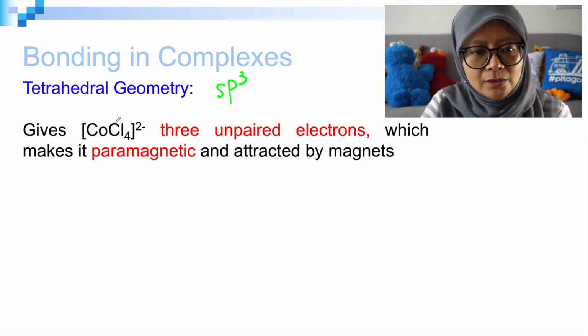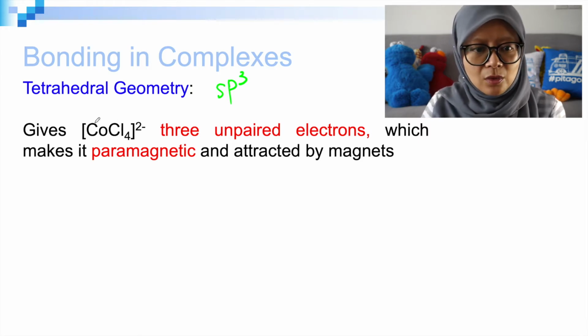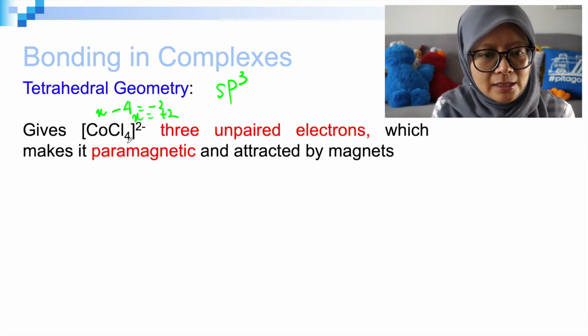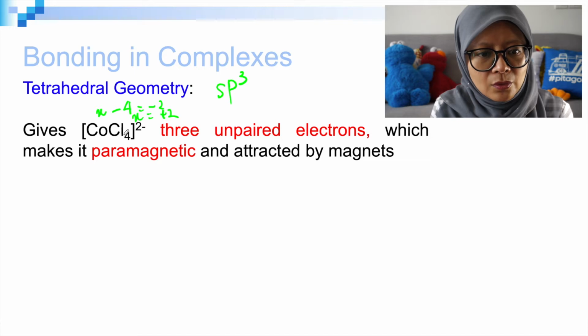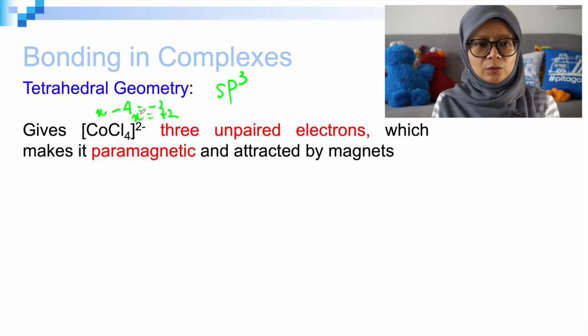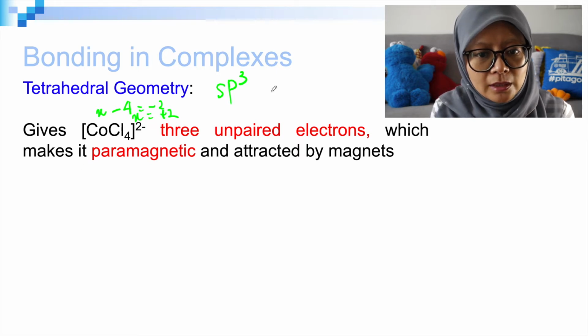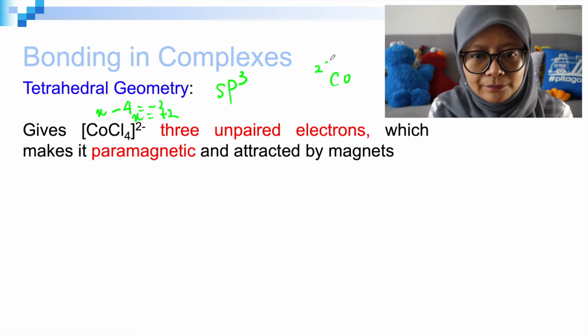We have the tetrachlorocobaltate. So let's find the oxidation state for this cobalt. This is x, this is -4, equals -2, so x equals +2. So this is actually tetrachlorocobaltate(II), where the atomic number for cobalt is 27.